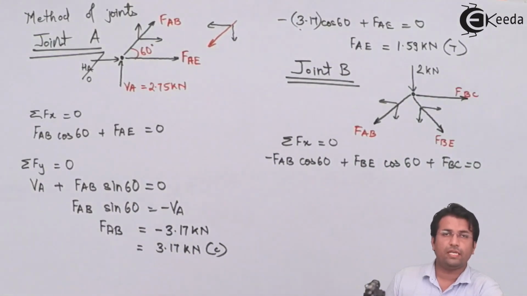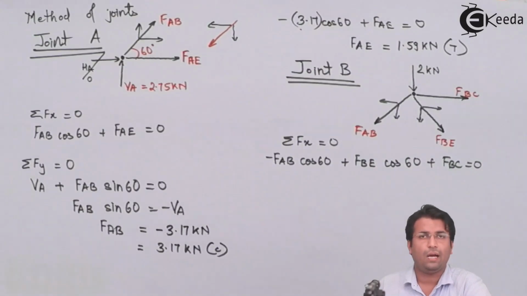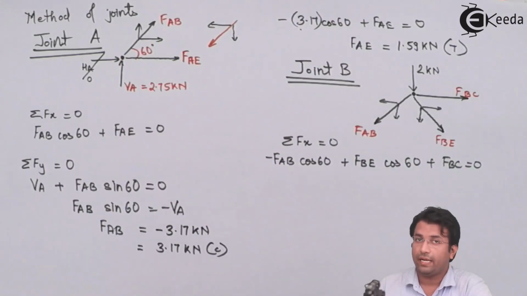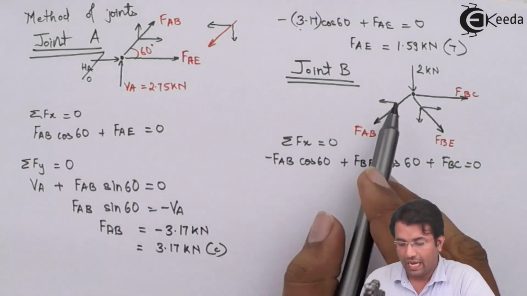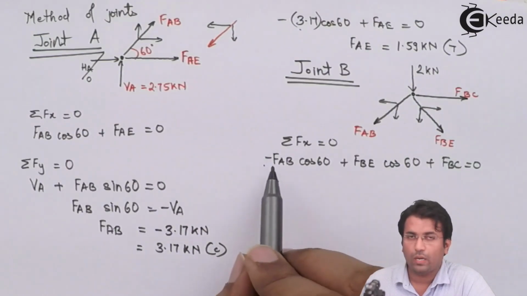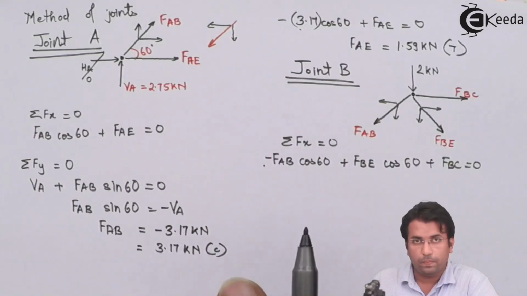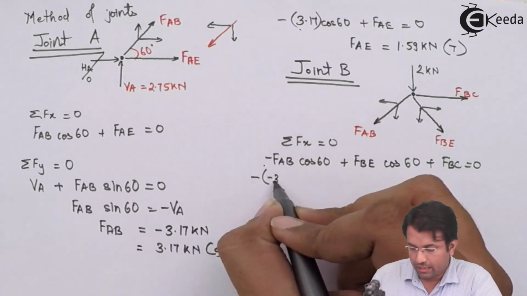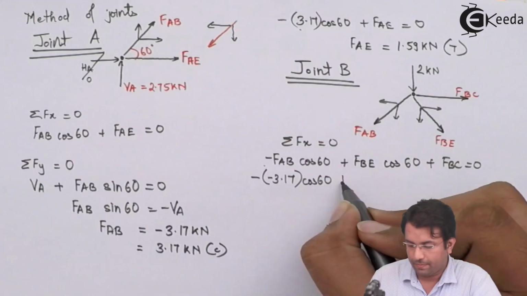Now, I know the force in member AB. So I can directly substitute that value over here. That value happens to be 3.17 kilonewtons. Since I have taken the force to be tensile, I need to put a negative sign for that as well. Since in this case, the force was acting in the negative direction, I have written the negative sign for that. But now the force value happens to be negative. So I have to put minus 3.17 cos 60.